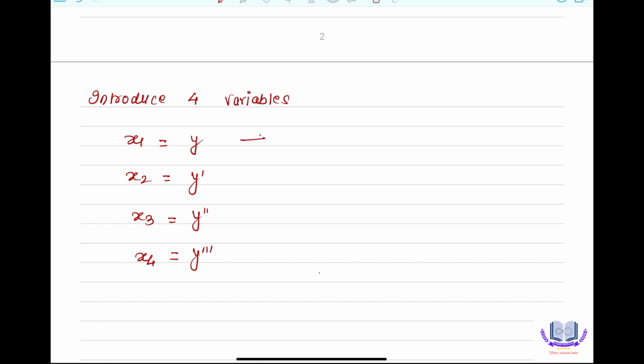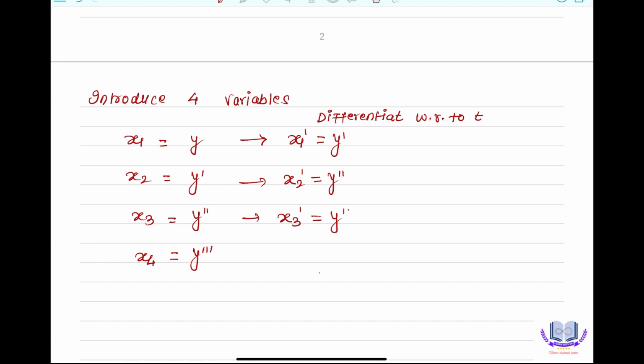Now after that what we will do, we will differentiate with respect to t, right? So x1 dash equals y dash, here x2 dash equals y double dash, here x3 dash equals y triple dash and x4 dash equals y fourth dash, right?